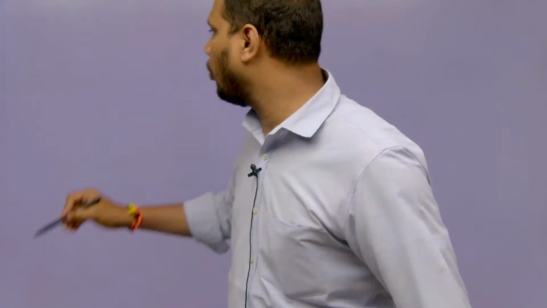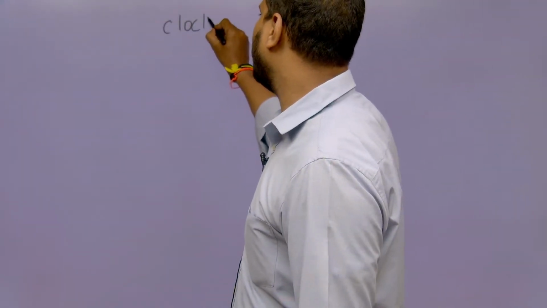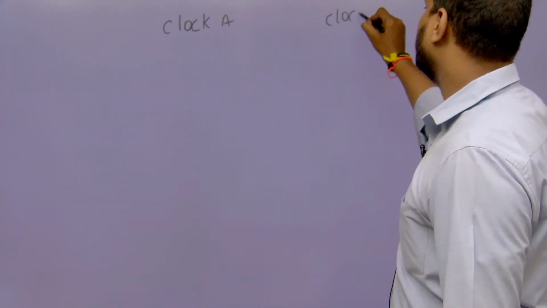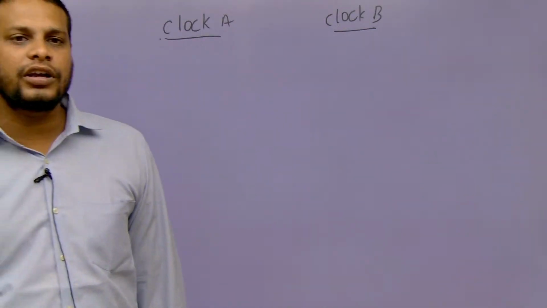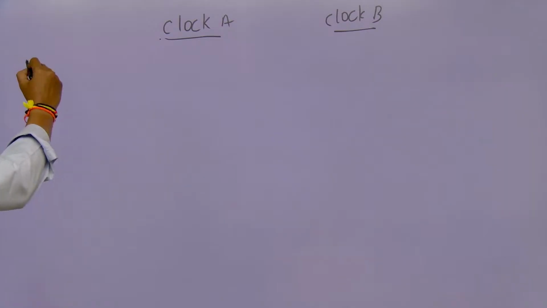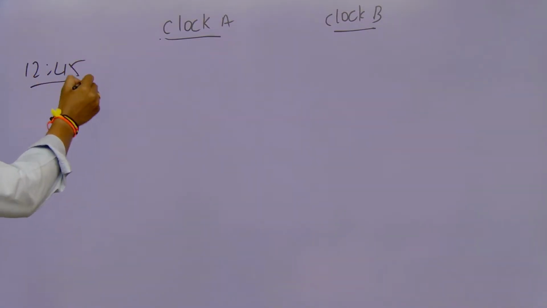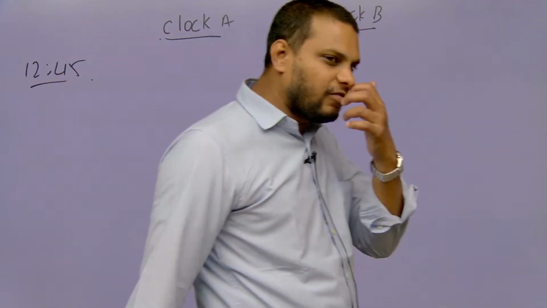Suppose I will take 2 different watches, clock A and clock B. Clear? Now we are measuring the time of clock A and clock B every day at 12:45. Every day at 12:45 I am measuring the times of clock A and clock B.